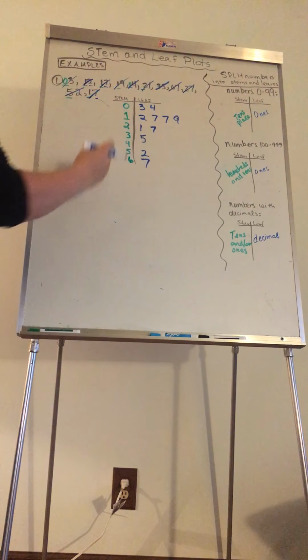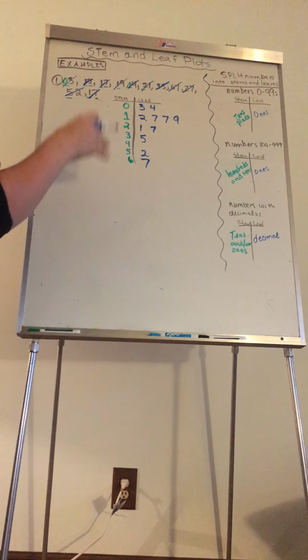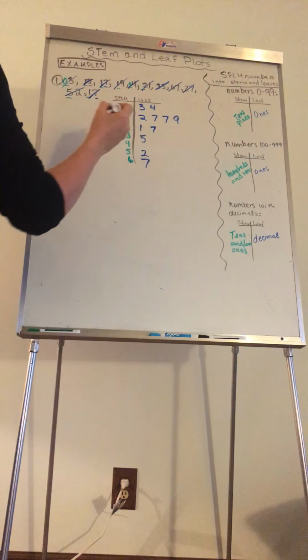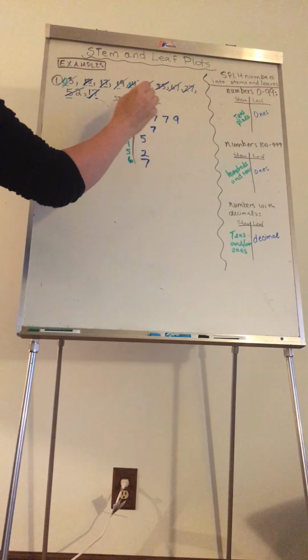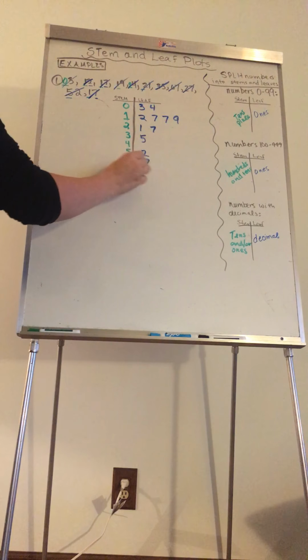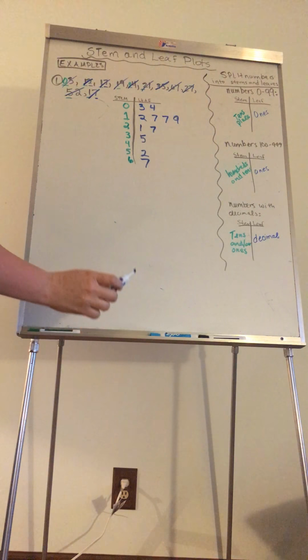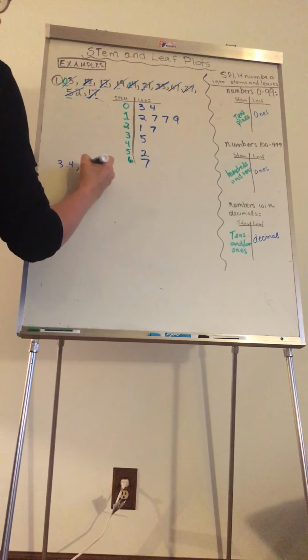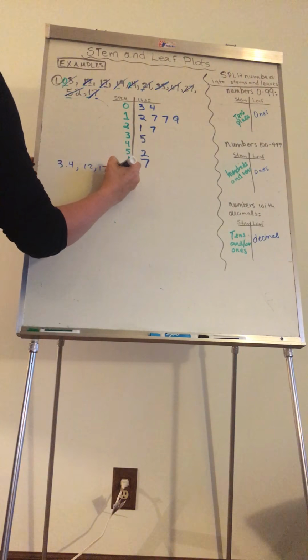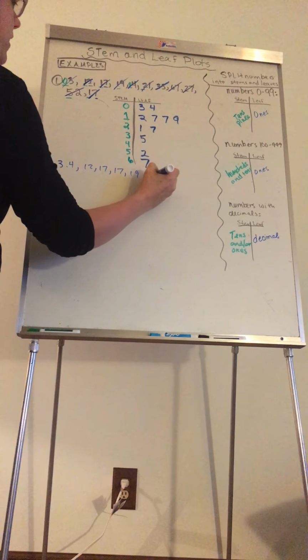So you have your stem on this side, which is the tens place, and then your leaf is the ones place. The way I read this is 3, 4, 12, 17, 17, 19, 21, 27, 35, 52, and 67. So if I were to write the numbers out, I would do 3, 4, 12, 17, 17, 19, 21, etc.